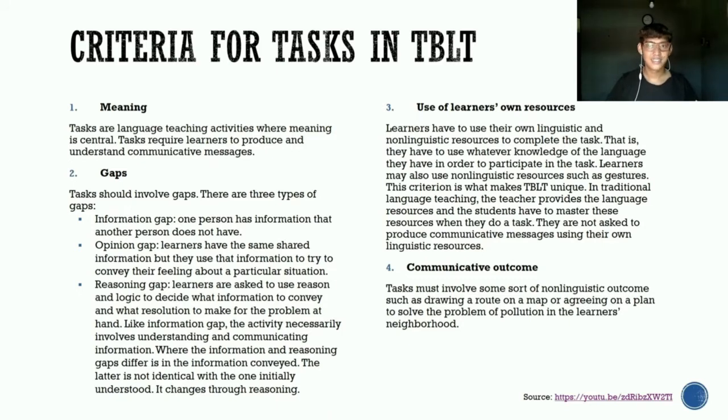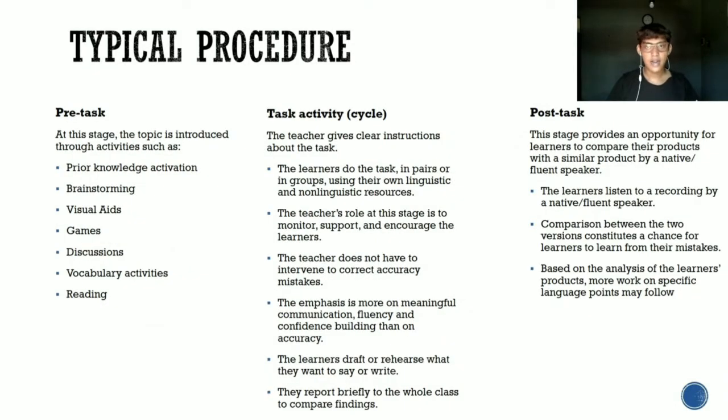That is, they have to use whatever knowledge of the language they have in order to participate in the task. And the last is the communicative outcome. Tasks must involve some sort of non-linguistic outcome, for example, drawing a road on a map or agreeing on a plan to solve the problem of pollution in the learner's neighborhood. Now you are ready to make a task.